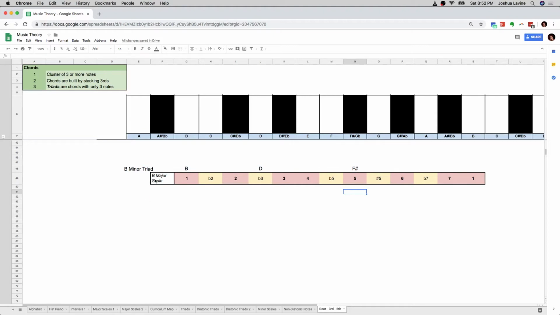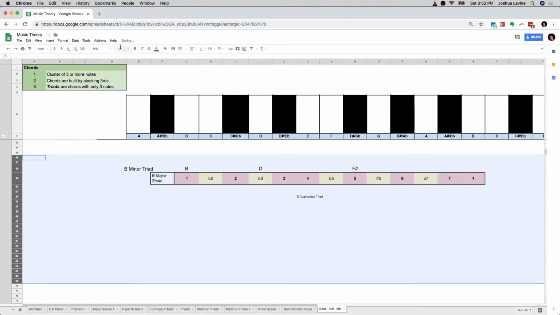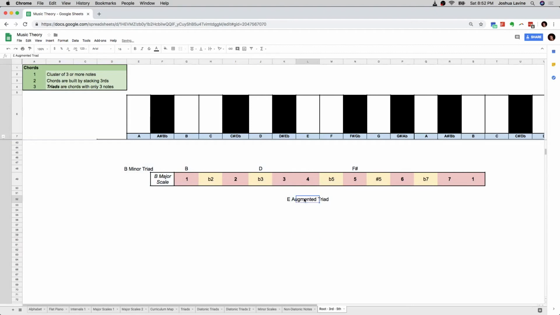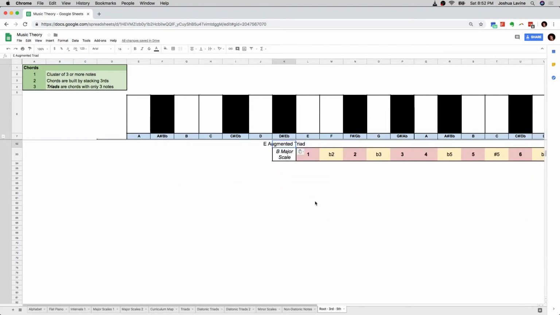Let's try another one. How about the E augmented triad? So I want to know the E augmented triad. And I want all of this to be legible. All right, I want to know about the E augmented triad, and so I'm going to look at the E major scale, which is going to start on E.